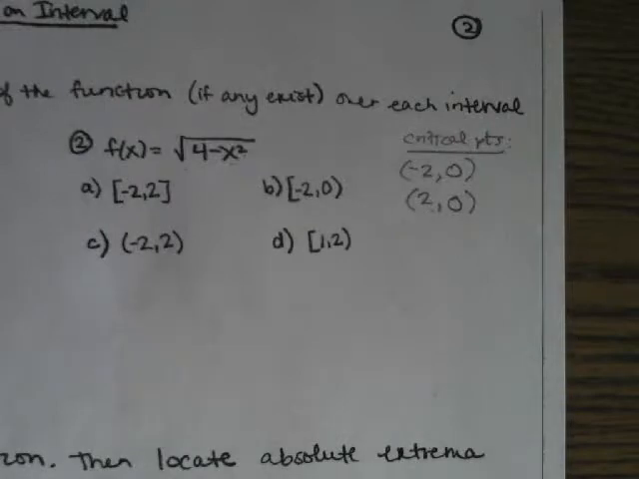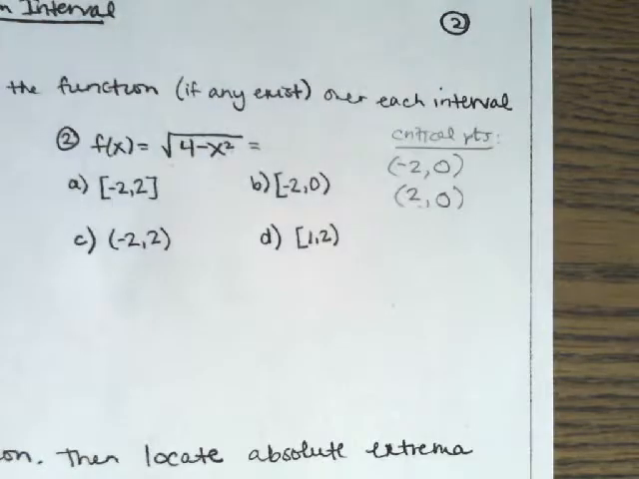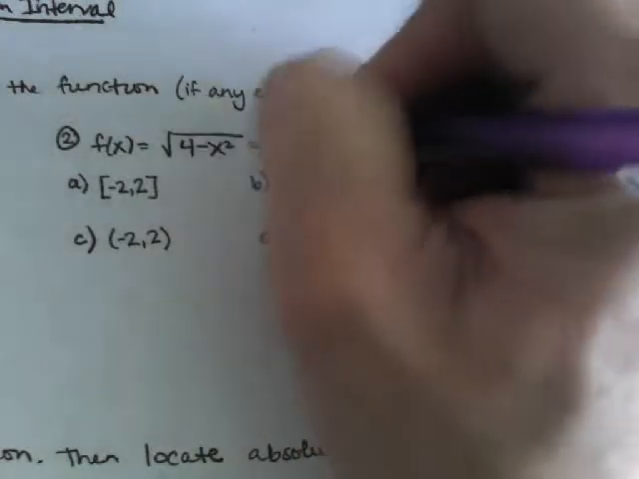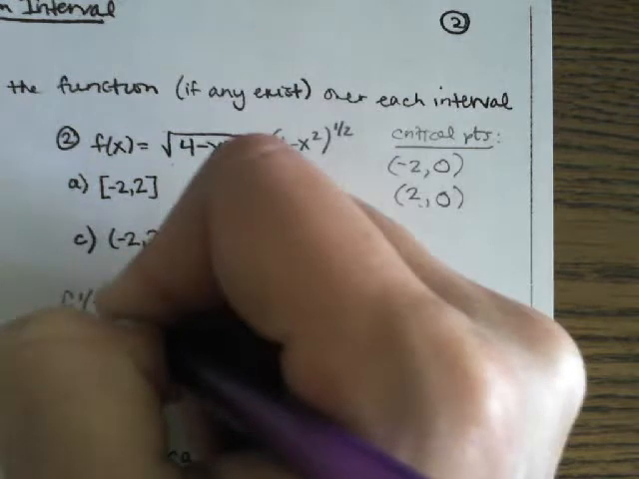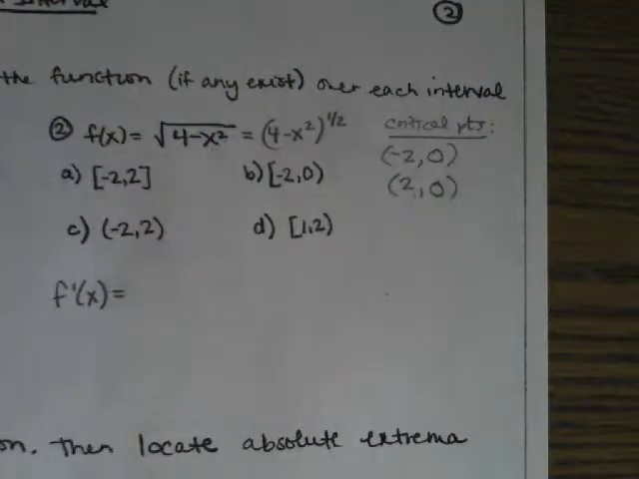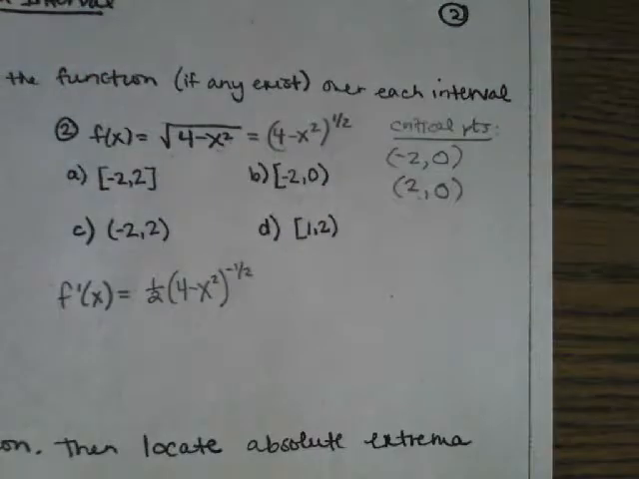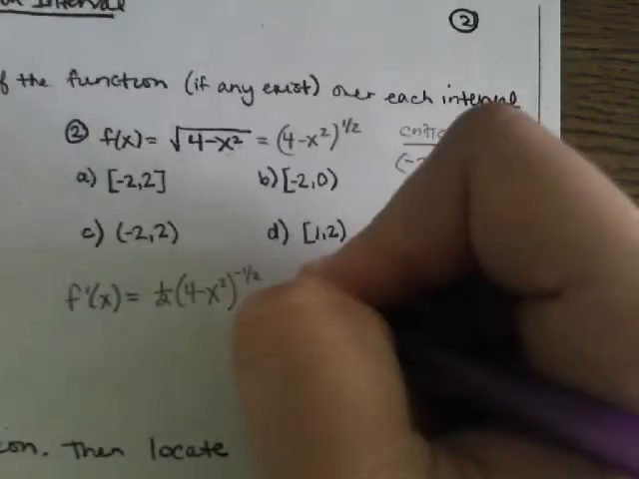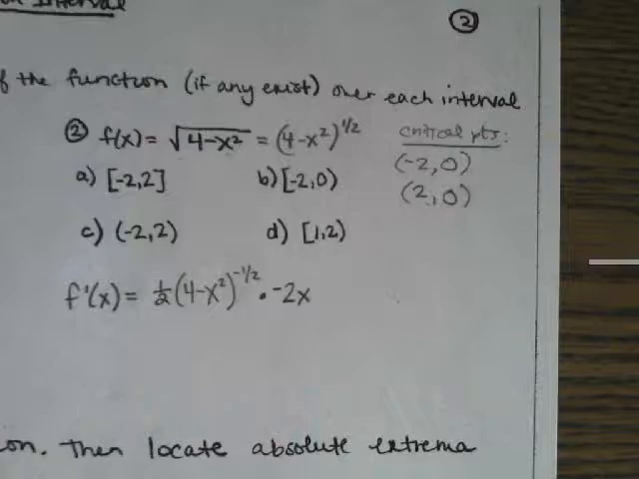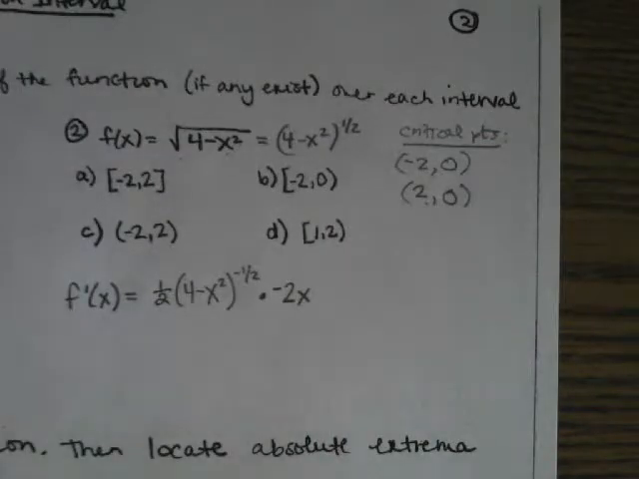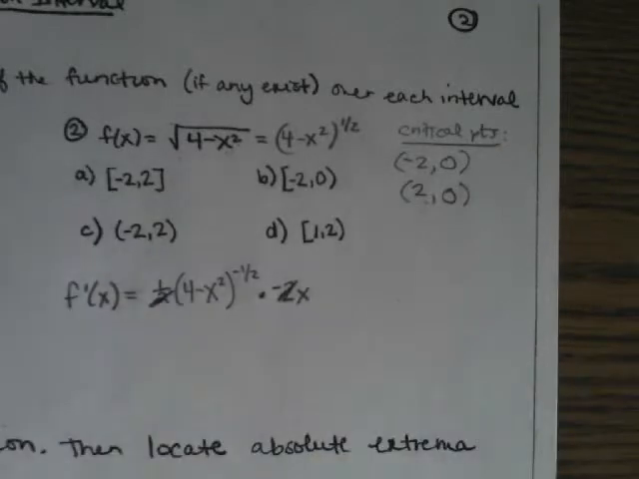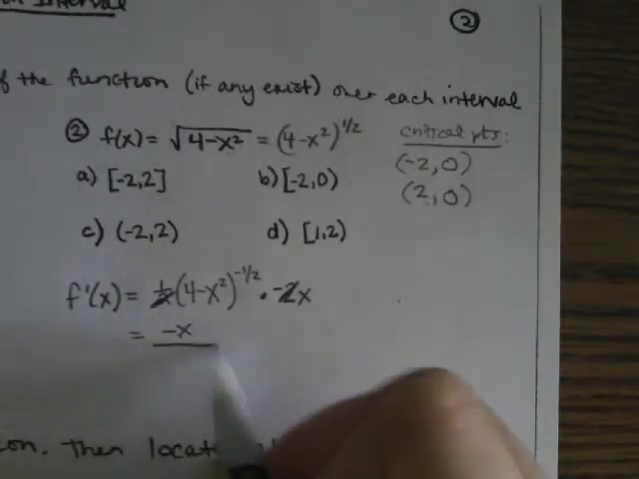I'm going to rewrite my original as 4 minus x squared to the 1/2 power. So f prime of x equals, help me out, Elise. Someone carry on where she left off. Times negative 2x. Elise, tell me why they added that times negative 2x. Right, the chain rule. Yep. So now when I clean this up, the 2 and the 2 cancel. So I just have a negative x up top, and on the denominator I've got the square root of 4 minus x squared.